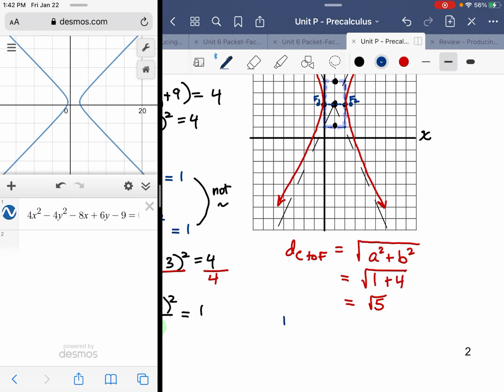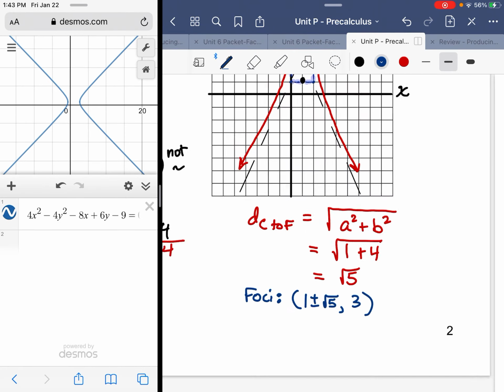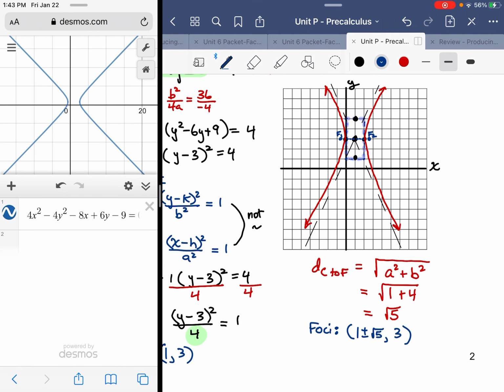Now in terms of the coordinates, well, I manipulated the center by adding and subtracting radical 5 to the x value. So my foci would be at the location of 1 plus or minus root 5, comma, what was it, 3. All right. So then the only thing that remains would be the equations of the asymptotes.